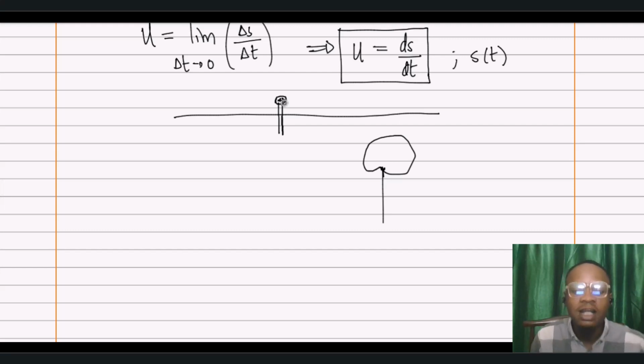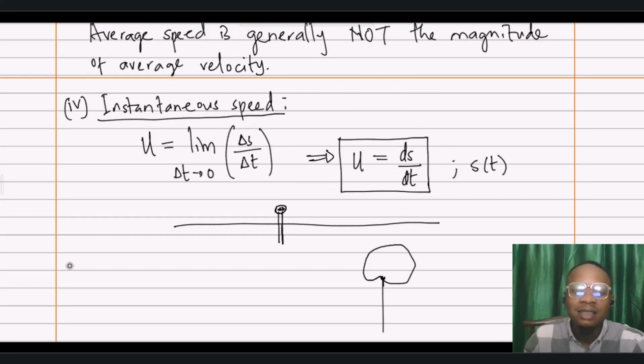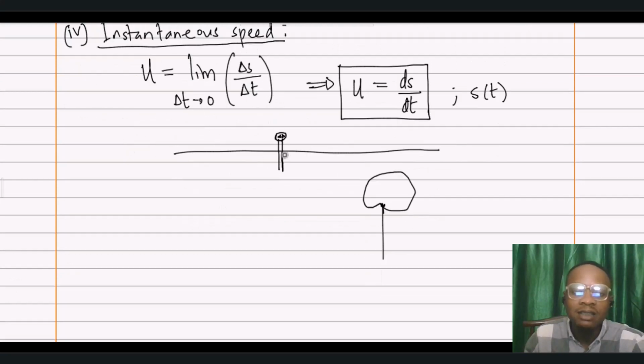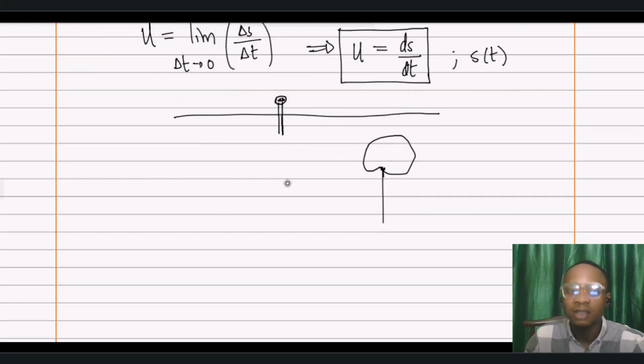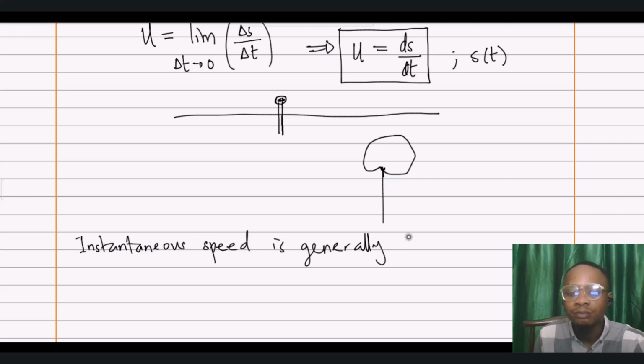So because of that, we recognize that instantaneous speed is the magnitude of instantaneous velocity. So please take note of that. Instantaneous speed is the magnitude of instantaneous velocity. Instantaneous speed is generally the magnitude of instantaneous velocity.